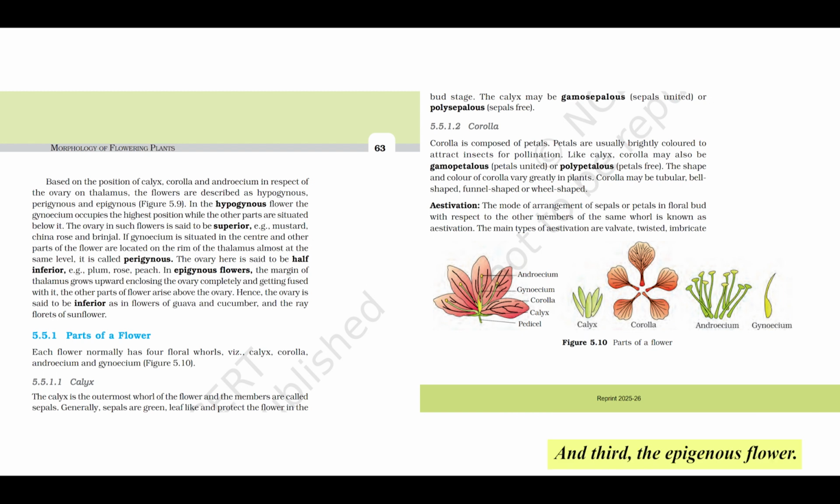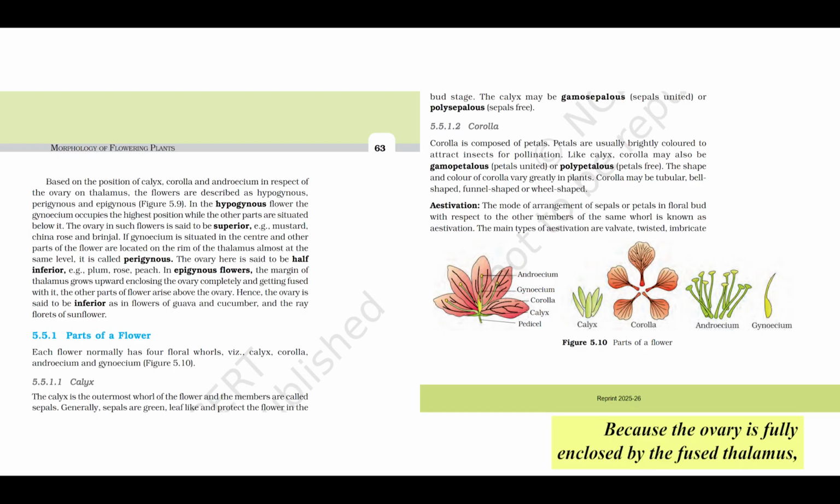And third, the epigynous flower. In the epigynous flower, the margin of the thalamus grows upward, completely enclosing the ovary and actually becoming fused with its wall. Consequently, all the other parts of the flower, the sepals, petals, and stamens, arise from the top of this structure above the ovary. So the ovary looks like it's sunk down below everything else.